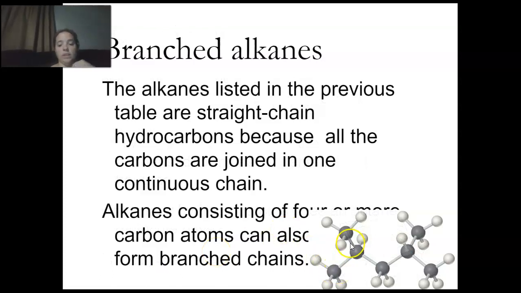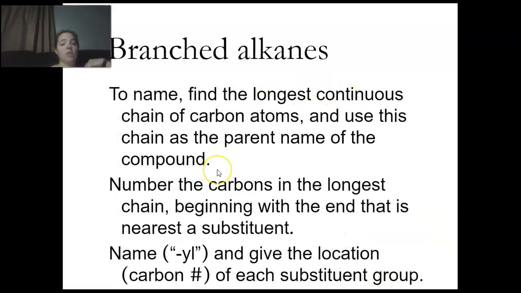All right, branched alkanes. I don't like that this is here, I do apologize for it. The alkanes listed in the previous table are straight chain hydrocarbons because all the carbons join in one continuous chain. Alkanes consisting of 4 or more carbon atoms can also form branched chains. So they have to have 4 or more. To name branched alkanes, you find the longest continuous chain and use this chain as the parent name of the compound. Number the carbons in the longest chain beginning with the end that is nearest the substituent.